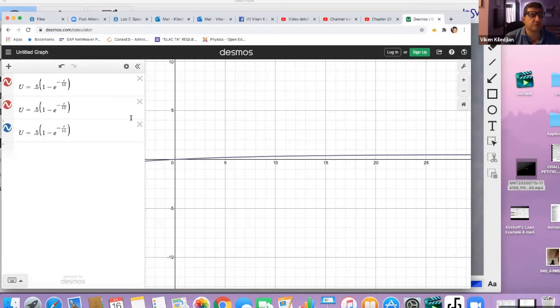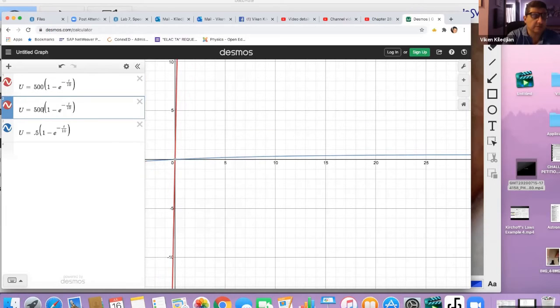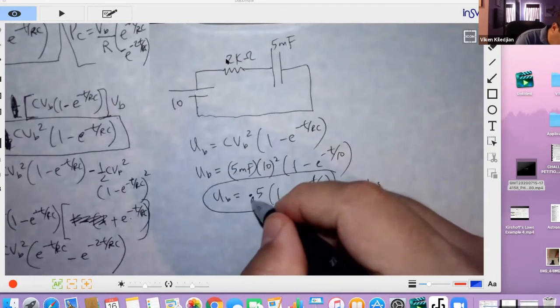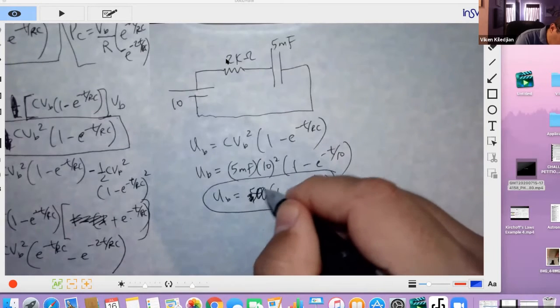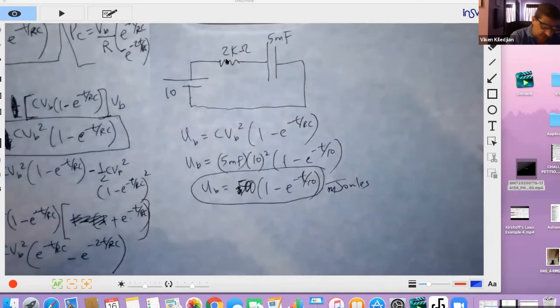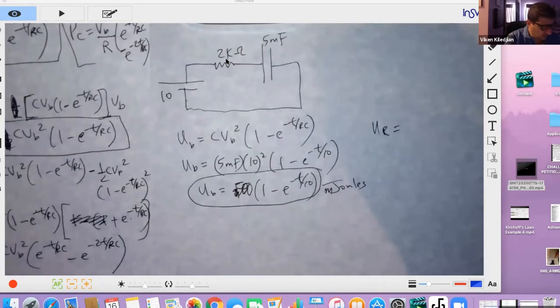Maybe it's better to graph this as a millijoule, huh? 500, yeah, let's just graph it as millijoules. 500 millijoules. Okay, so let's see here. I'm going to graph this as 500, and this is millijoules. Okay, what's going to be the equation for the resistor? What was our equation?